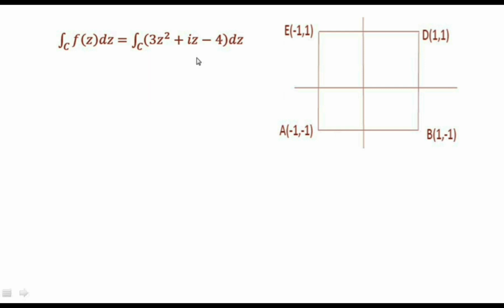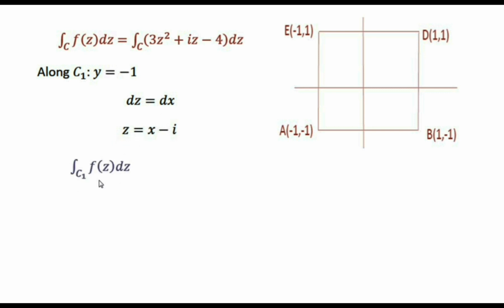Let us consider along the path C1. So here AB is the fixed line, that is y equals −1, and x varies from −1 to +1. When y equals −1, dz is dx, since z equals x − i.